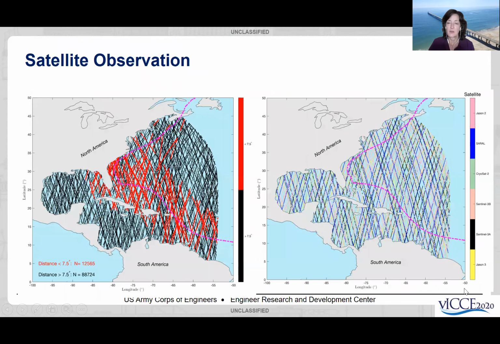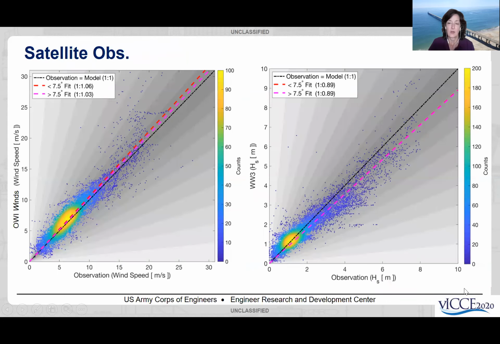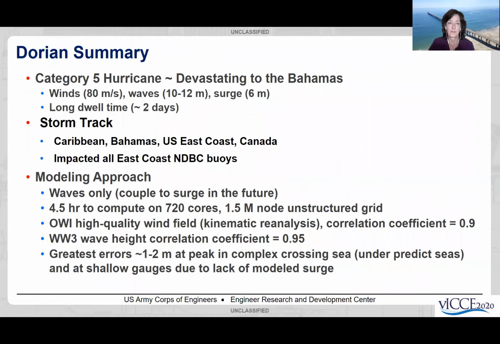There's also satellite observations, and I'll show you a quick scatter plot of the satellite results on the same order of magnitude. So to summarize, Hurricane Dorian reached Category 5 status, very devastating in the Bahamas. It tracked along a lot of our NDBC buoys, so it gave us an opportunity to do some comparisons between WAVEWATCH 3 and the measurements. At this point, we've run the waves only, not coupled to storm surge. That'll come next. Took about 4.5 hours to run on 720 cores for this 1.5 million node grid.